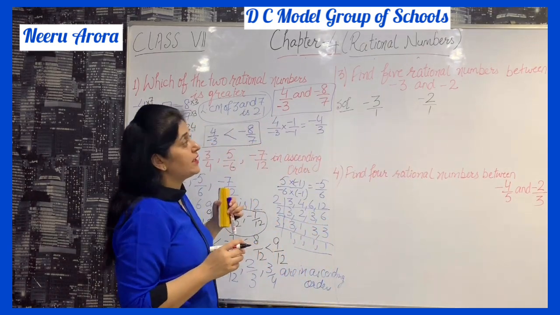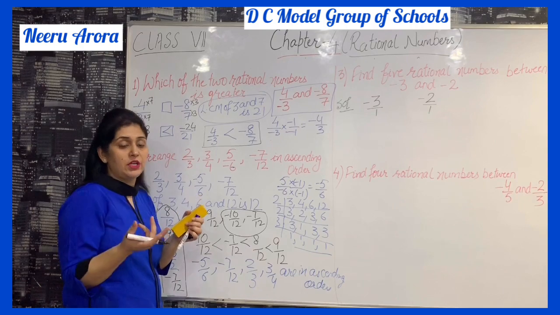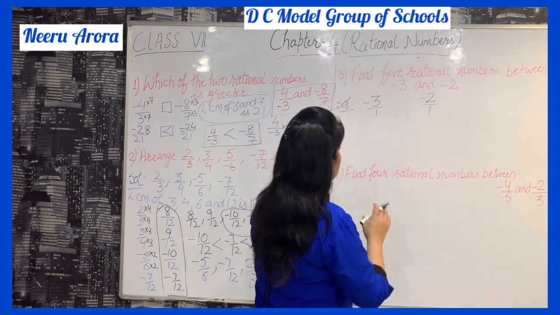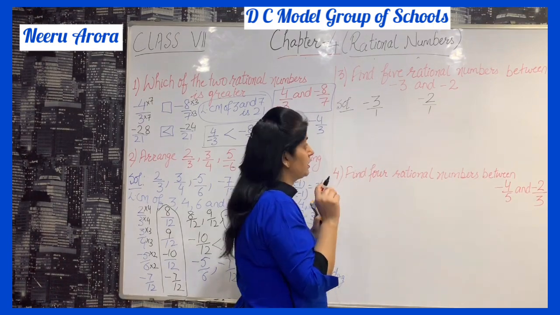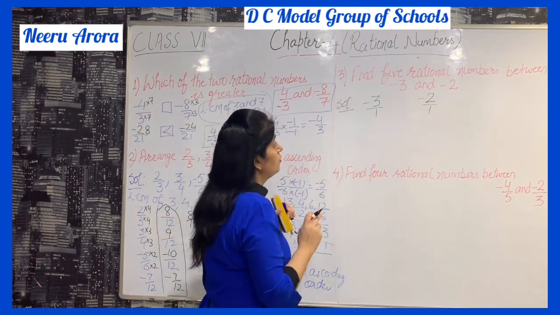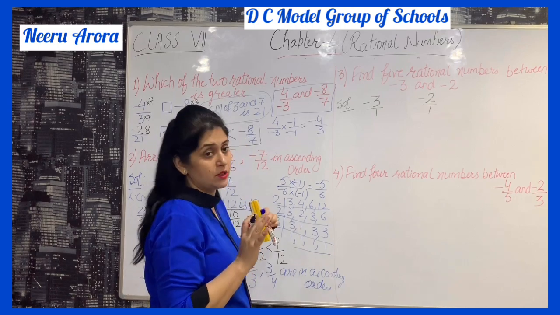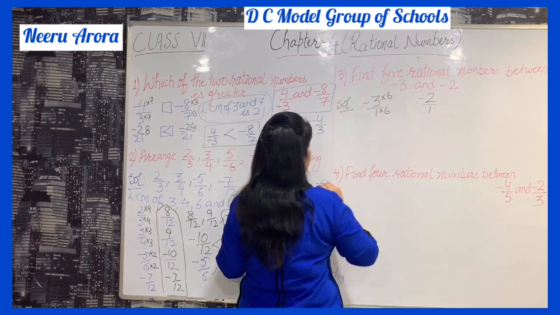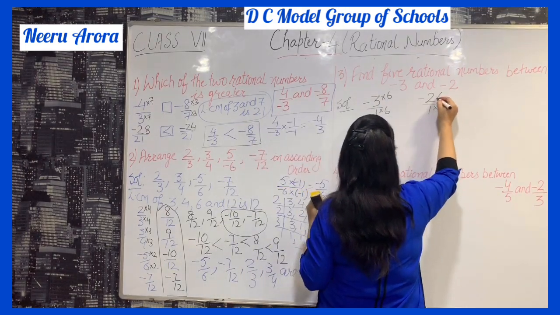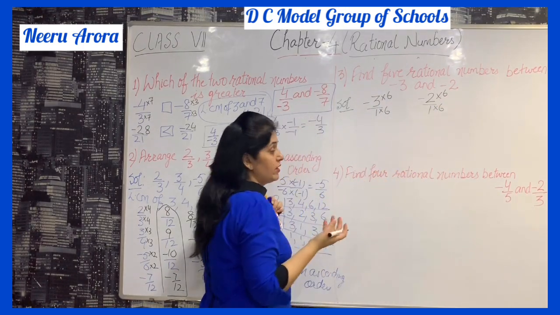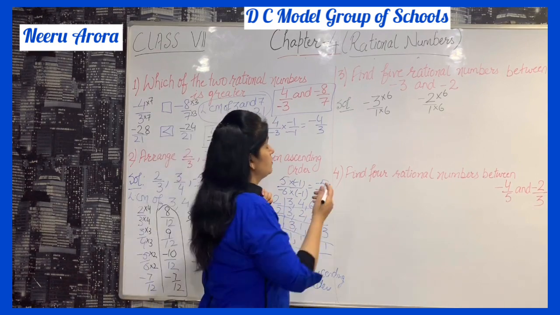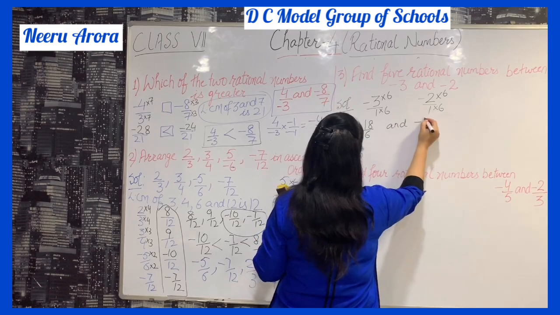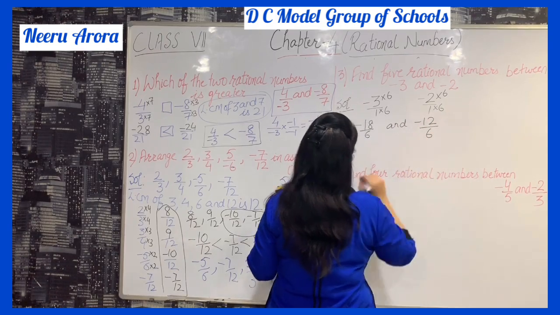Now we know that there are infinite rational numbers between two rational numbers. So minus 3 by 1, minus 2 by 1. Nothing is there, so we put 1 in the denominator. We want to find 5 rational numbers, so we will multiply by 6. Its numerator and denominator multiply by 6. If we want to find 7, we will multiply by 8. So here comes minus 18 by 6 and minus 12 by 6.